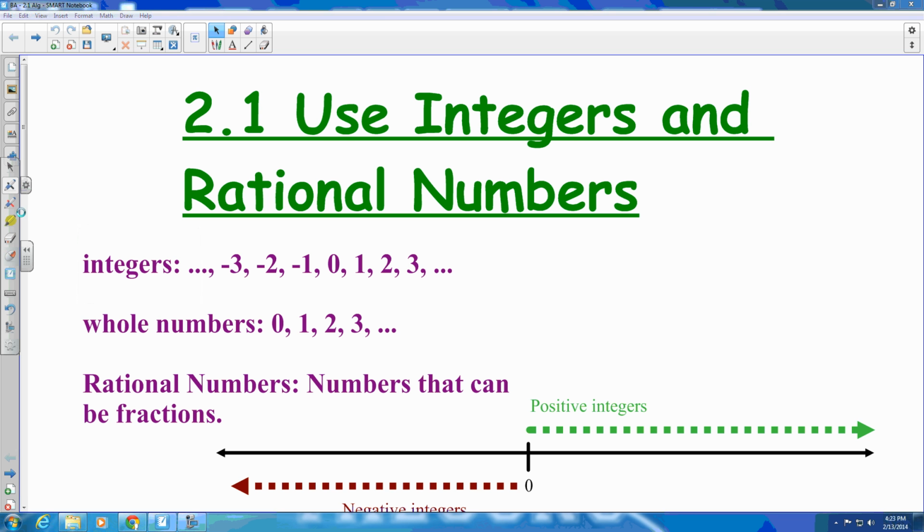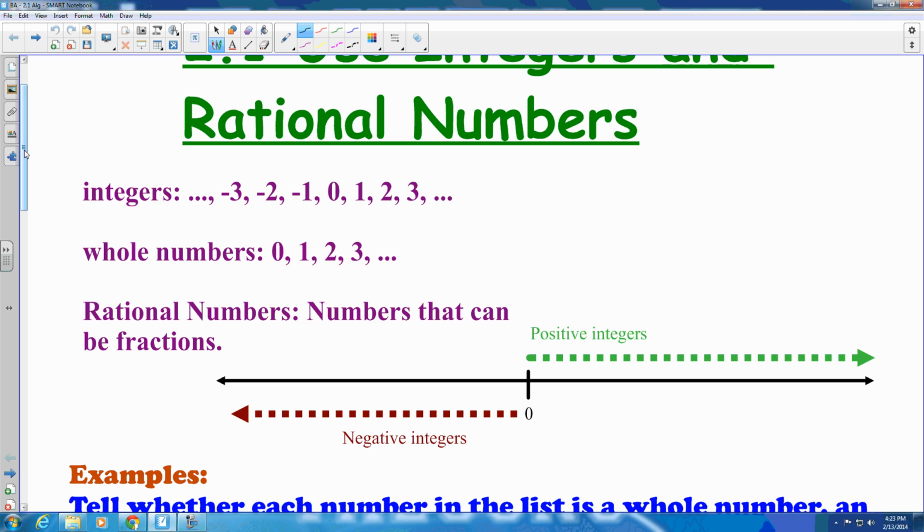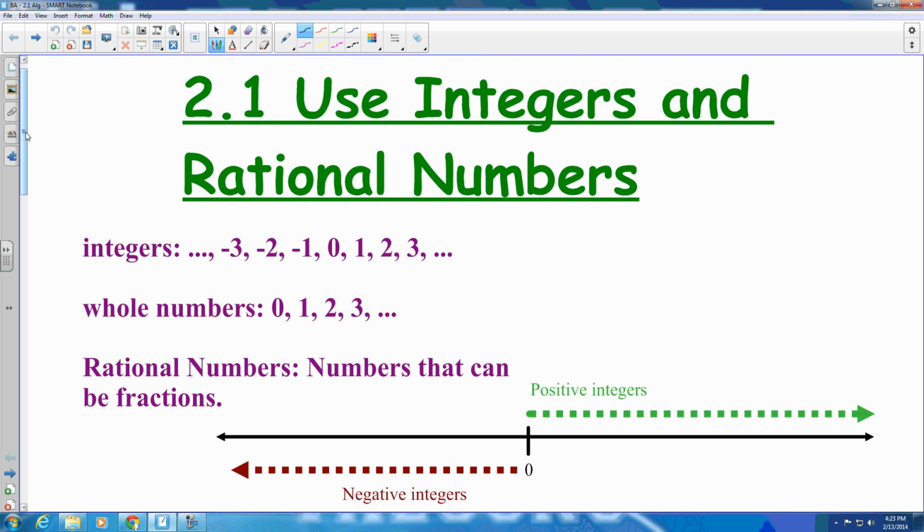All right, we're in a new chapter, chapter 2, which concentrates on different operations of rational numbers. And in section 2.1, we're going to talk about the use of integers and rational numbers. If you look at the term integers here on the screen and in your notes, you see that I have examples of numbers. They in fact happen to be integers.